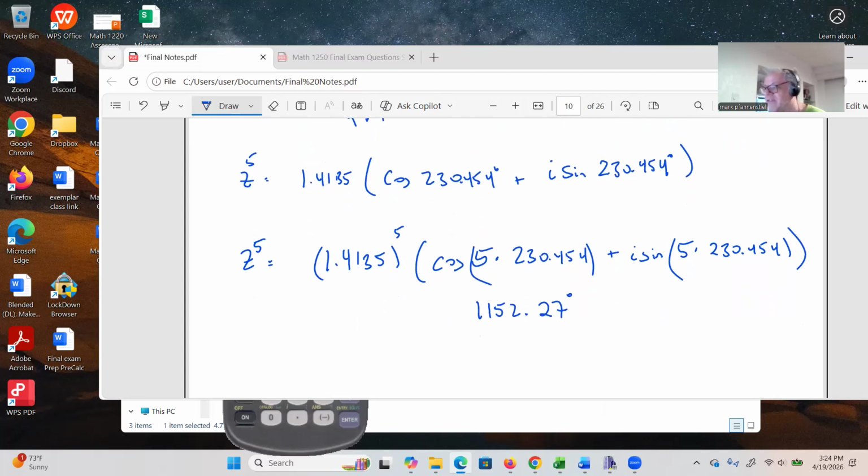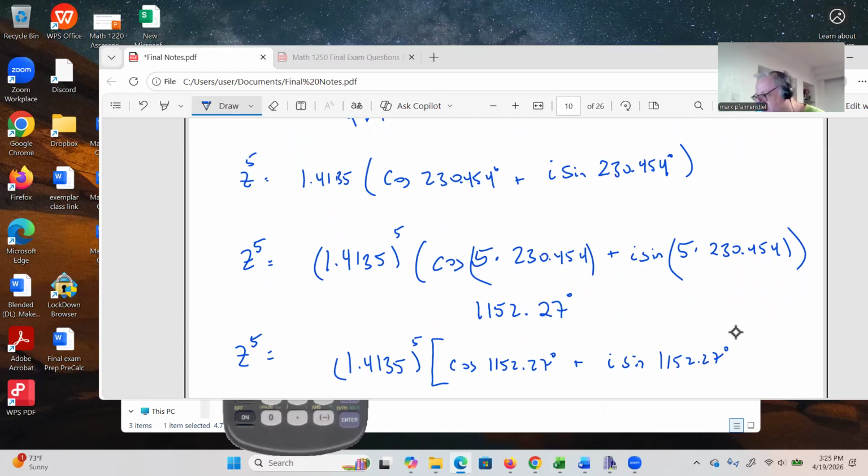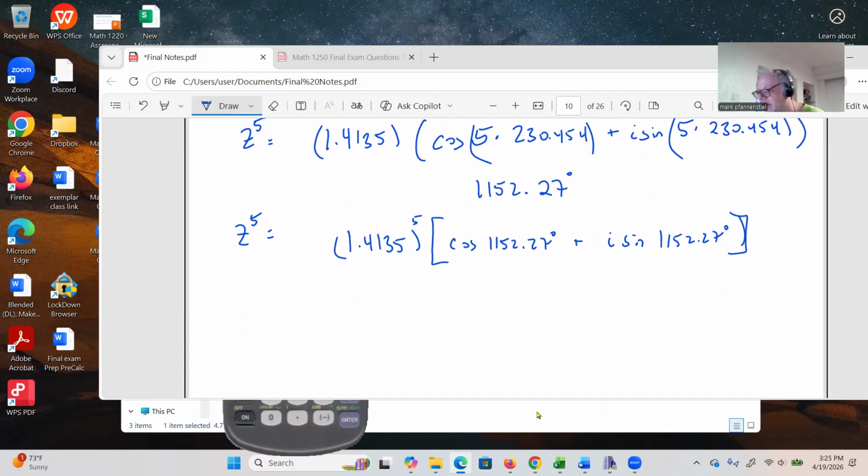All right. Now let's go ahead and calculate this thing out. So we have z to the fifth is equal to 1.4135 raised to the fifth power times cosine of 1,152.27 degrees plus i sine of 1,152.27 degrees. And we're going to go ahead and run this through the calculator and get some answers with this.